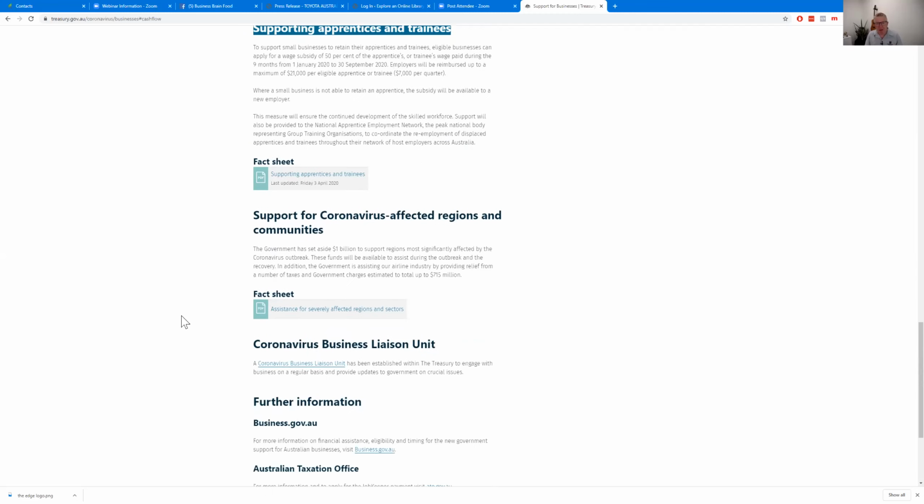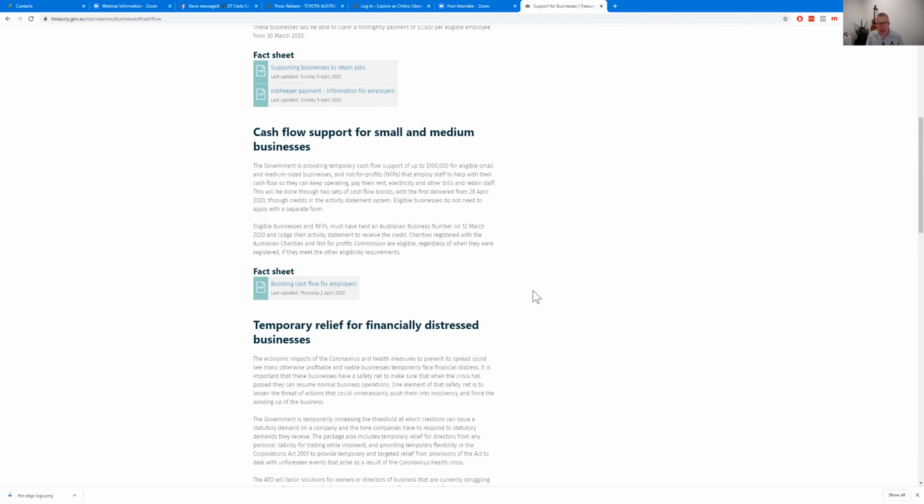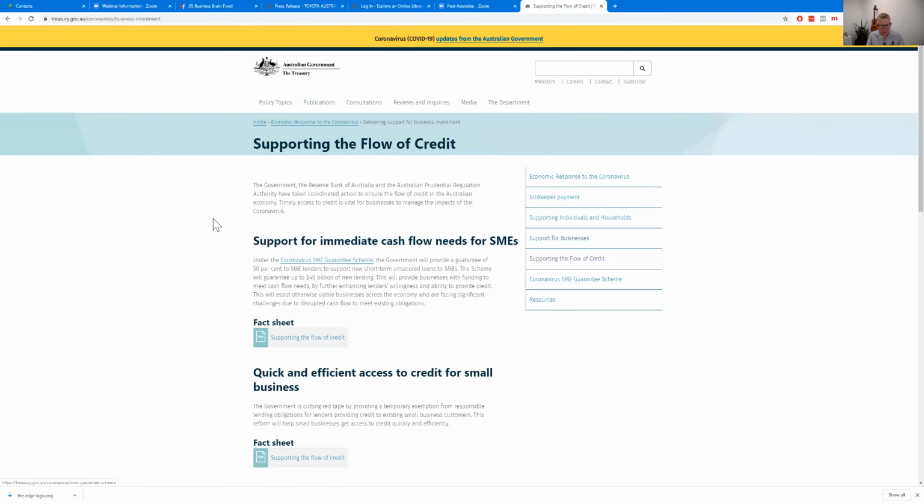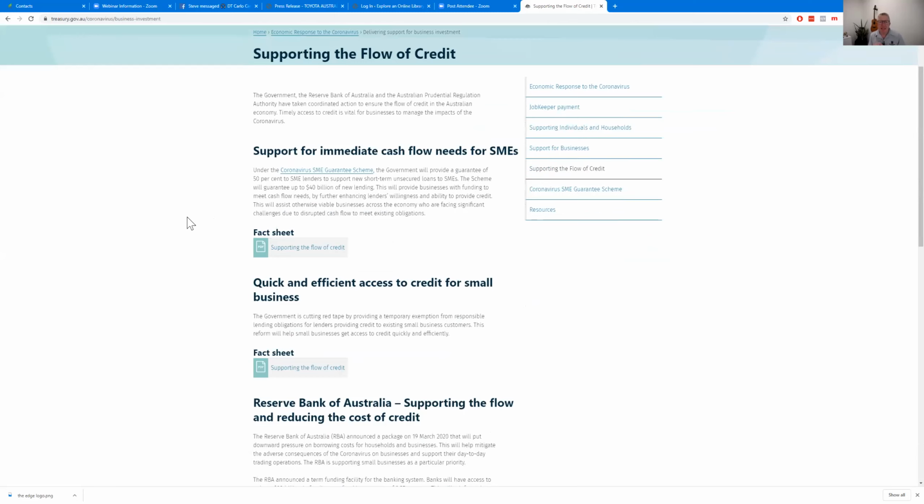So there is a lot of different things available to you. If we have a look on the right-hand side over here, supporting the cash flow for credit, as you can see there, is the unsecured loans that are 50% guaranteed by the government. So this means that you do not need to secure a business loan with any assets. And the guarantee of the loan will be taken 50% by the government. I'm assuming as a director of the company, you're going to have to take the other 50%, but at least that gives you some comfort.